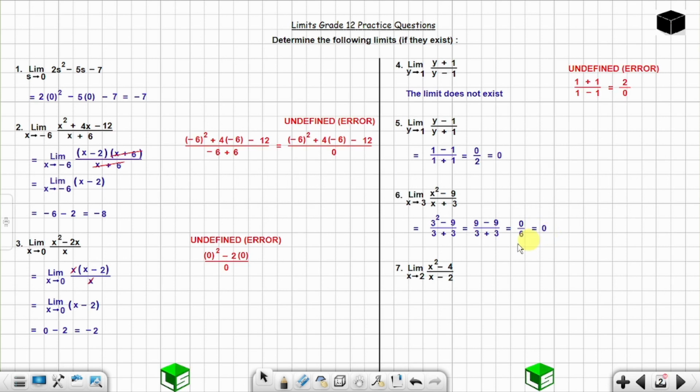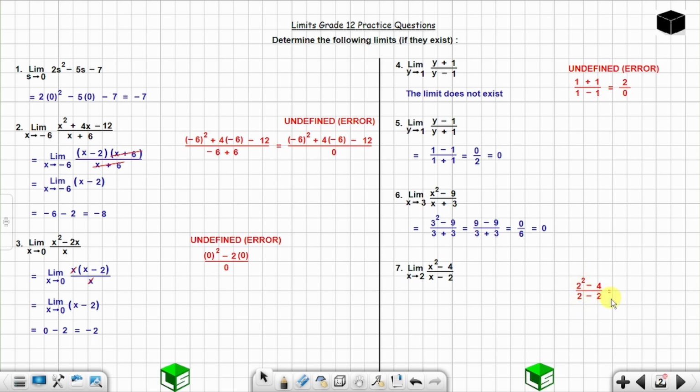Let's carry on. Always try to plug what you have there in place of what you have there. Okay, so you've got question 7. Determine the limit if they exist. Okay, question 7. The limit as x approaches 2 of this. Try to plug 2 wherever you have x. Okay, you are going to have this. Wherever you have x, you plug 2.